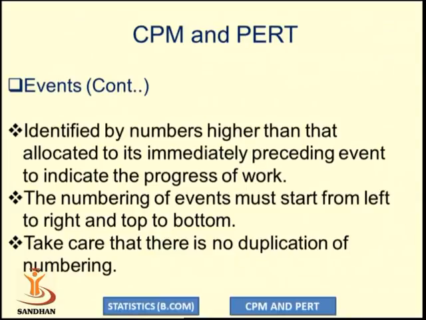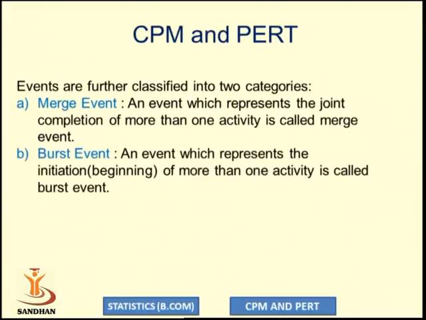So events should be numbered in such a way that the tail event is always smaller than its head event. We have to take care that there is no duplication of numbering. So the event number should be uniquely identified in the network diagram. Before starting the second component, we will see that there are two types of events.